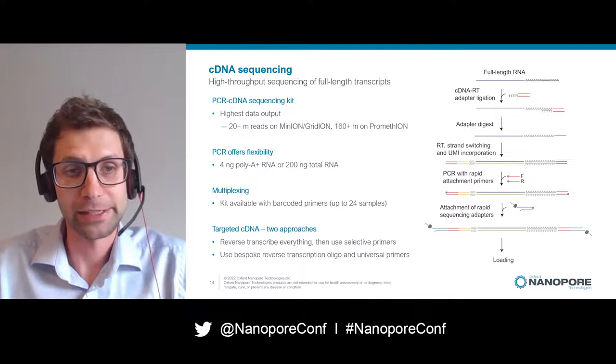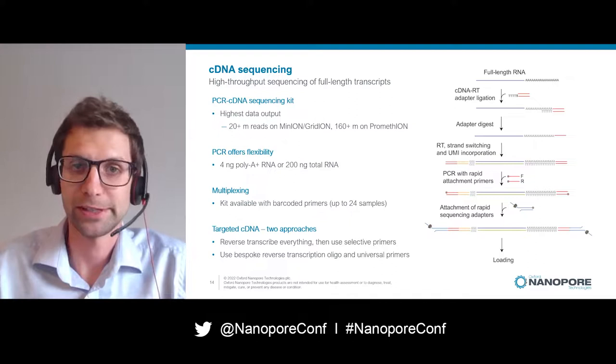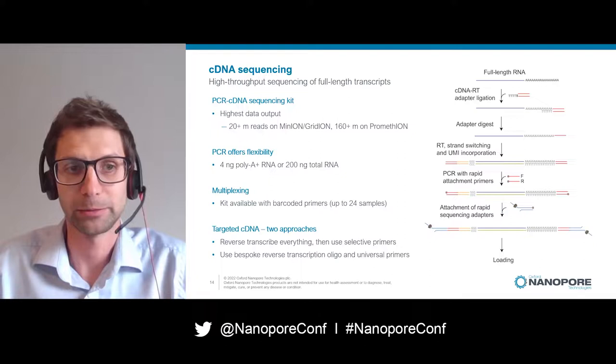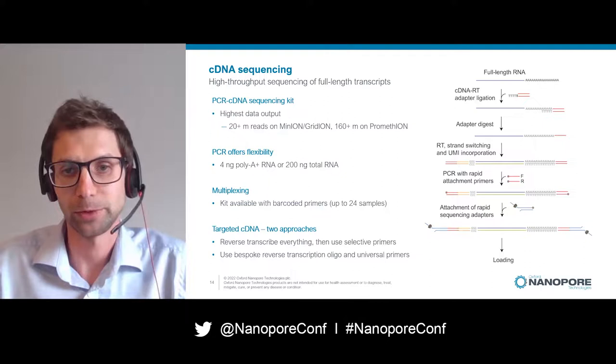This kit is compatible with multiplexing to pool up to 24 samples in a single library. And it's also compatible with targeted approaches. If instead of sequencing the whole polyadenylated transcriptome, you're interested in specific transcripts, you can either reverse transcribe everything and then use selective primers, or use a bespoke reverse transcription adapter and then universal primers to already enrich only for your specific molecules of interest.